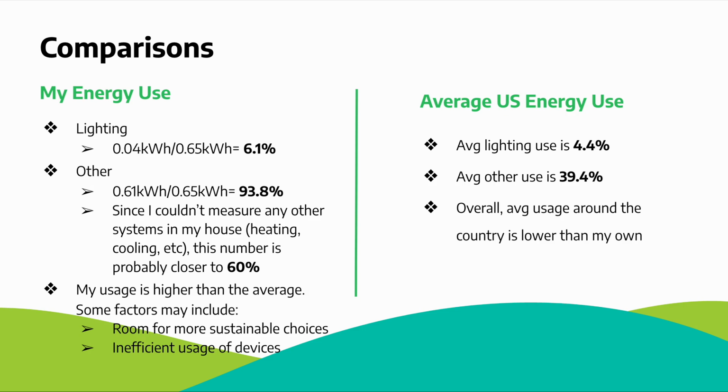So for comparisons, in my energy use for lighting, I took my average lighting use, which was 0.04 kilowatt hours per day, and divided it by my total, which gave me 6.1%. For my other, I got 93.8%. Same calculations, basically the rest of my devices. This number is a little bit on the higher end than what it might actually be, just because I wasn't able to measure anything heating or cooling related because I didn't have access to those outlets. So the real number is probably closer to about 50 to 60%. The average US energy use is definitely significantly lower, with 4.4% for lighting and 39.4% for other. And some factors for why that may be would just be room for more sustainable choices on my part and my family's part, and a more efficient usage of devices.